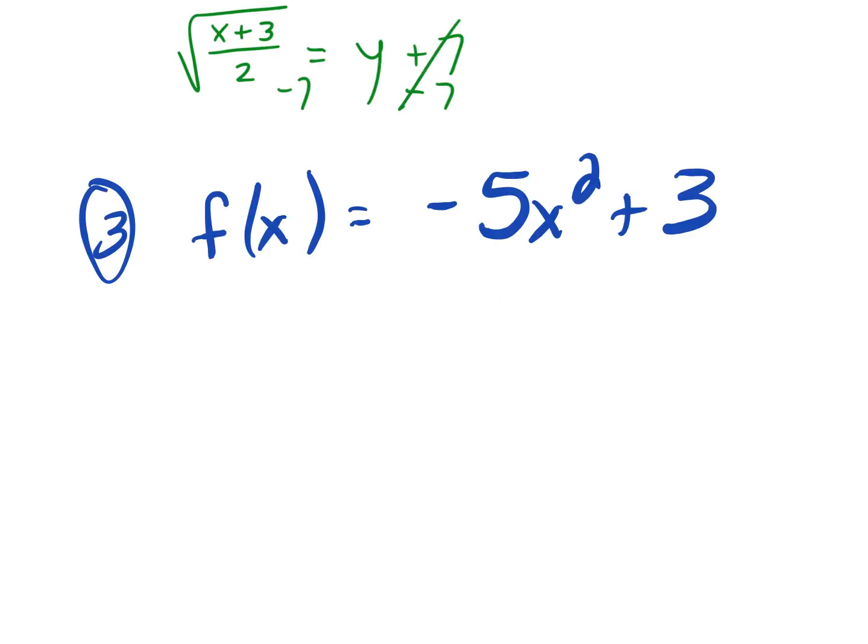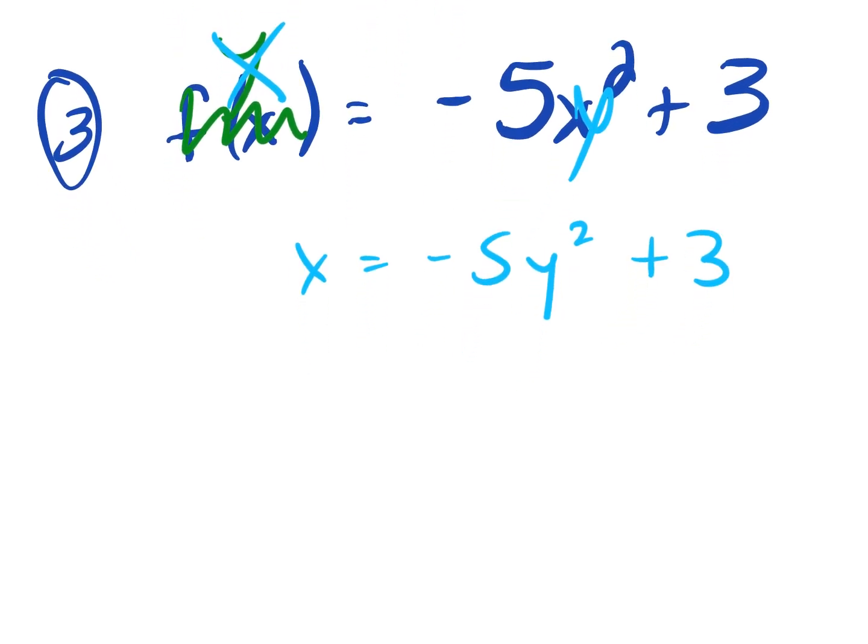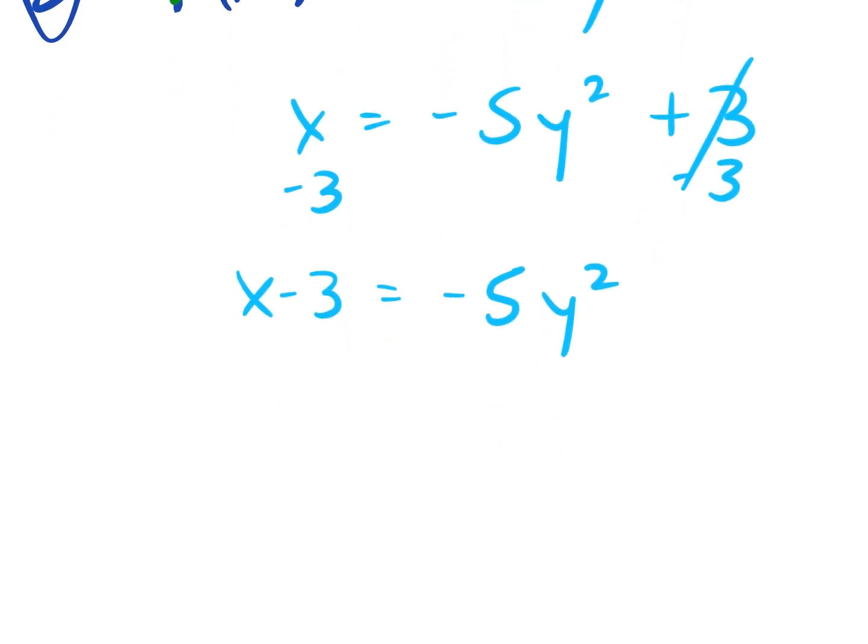All right, number 3, we want to change f of x to be y and then flip our x and y. So I have x is equal to negative 5 times y squared plus 3. What would we do first to solve for y? Subtract 3. So x minus 3 is equal to negative 5y squared. Then what? Divide by negative 5.